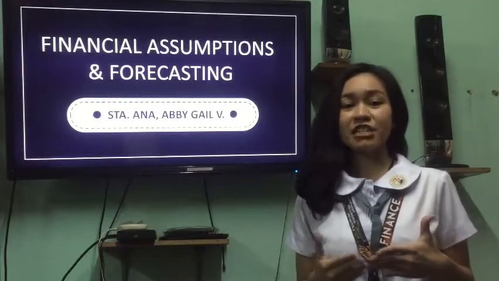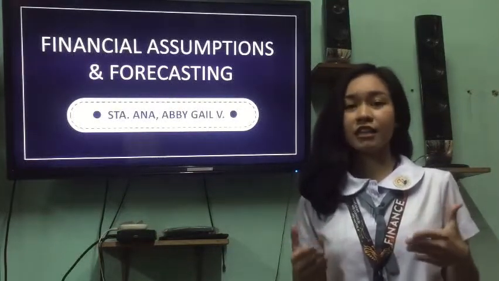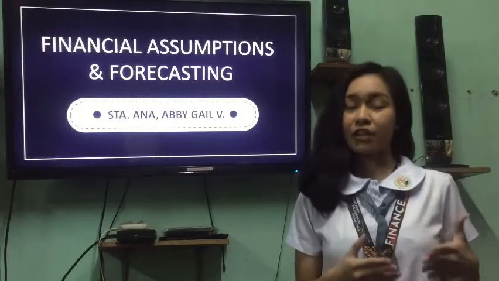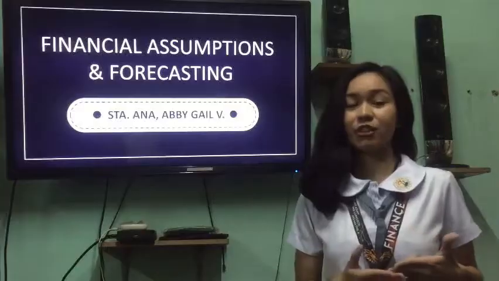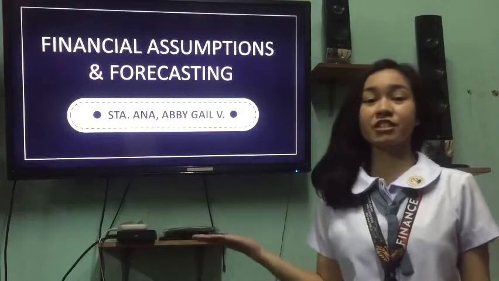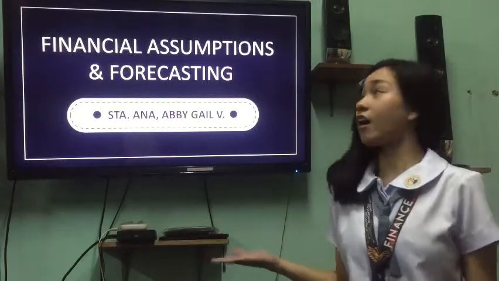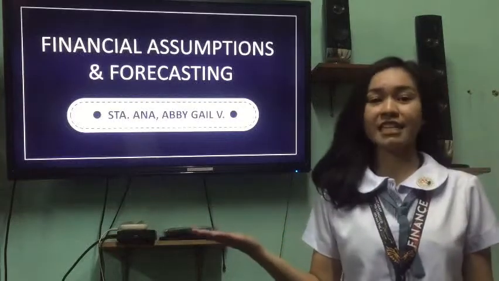Both of these are essential because, according to Dr. Casurao, a plan without action remains just a plan and it couldn't do anything to improve the entity's situation. So, the next sections under the financial plan proper are the financial assumptions and forecasting.